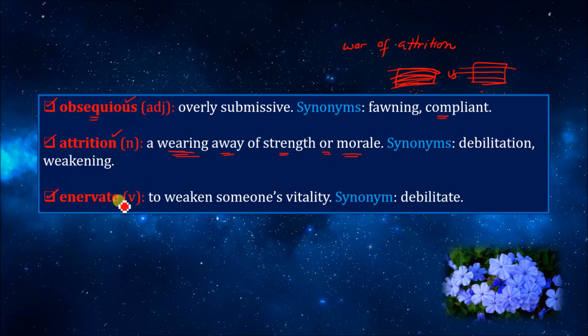Enervate. Enervate is also to weaken somebody's vitality, energy. People have strength and they have nerves that work. If you take away the nerves, that's enervate. E is the negation of the nerves. So if somebody's enervated, they lack energy. For example, somebody could say that an illness enervated him, which means it weakened his energy. Enervate. Synonyms are to debilitate. Obsequious, attrition, and enervate.